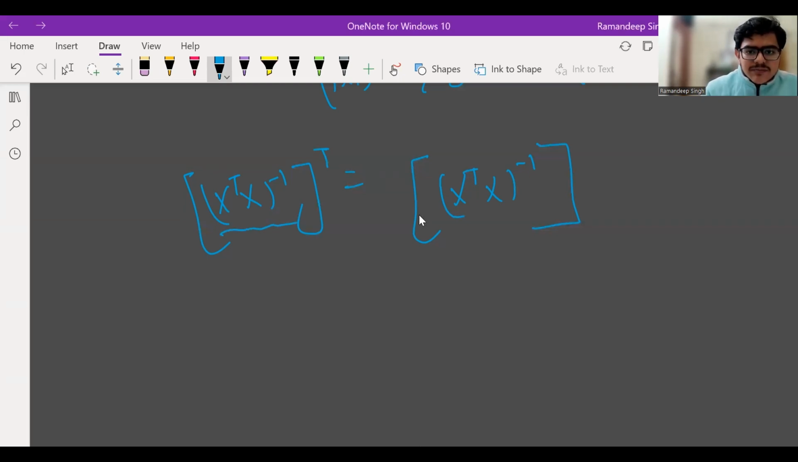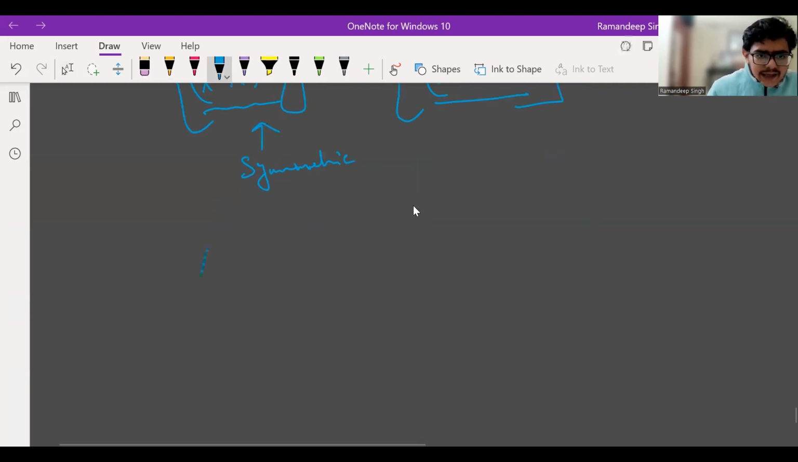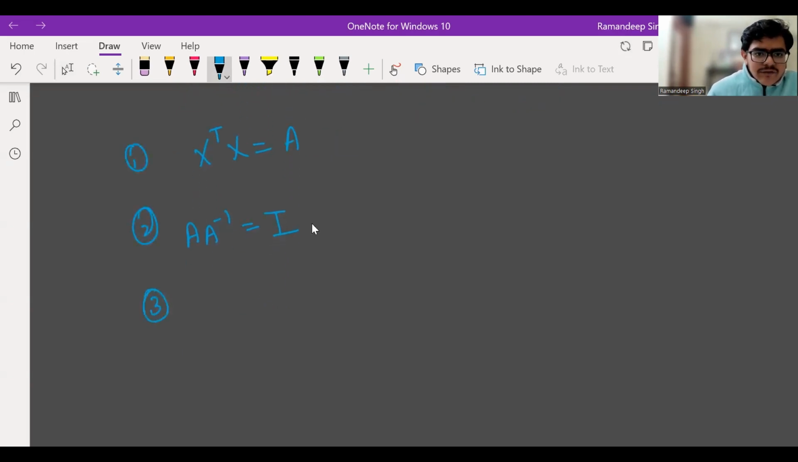Okay, so now we were at the last part where we have to prove this term to be equal to this term, that x transpose x inverse the whole transpose is equal to x transpose x inverse, right? This implies that we want to prove that this term is symmetric. Okay, so let's say our x transpose x is equal to a, right? And if I write it as a multiplied by a inverse, this is equal to I. Okay, right? This is a property. So this is step one. This is step two. Step three is if I take the transpose of this term, a into a inverse whole transpose is equal to I transpose, right?